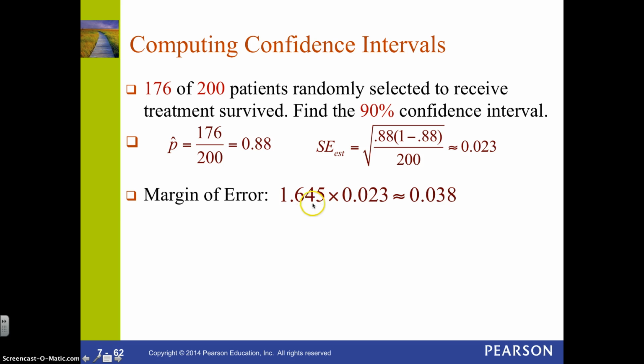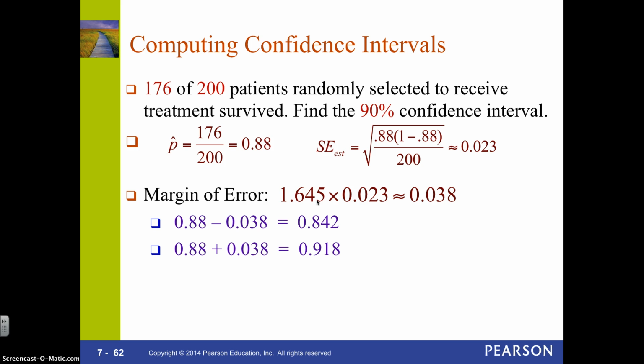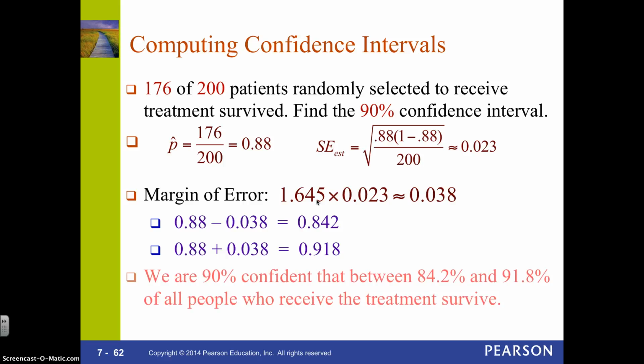This is the number that changes based on your confidence level. If it's 95%, I would have been using 1.96 here. Since it's 90%, I use 1.645, and then I add and subtract to the sample proportion. We don't know the population proportion. So now I can say we're 90% confident that between 84.2% and 91.8% of all people who received the treatment survived. A lot of times they actually do this in experiments, so they can come up with some type of interval of your chances of living when you have a certain treatment done.